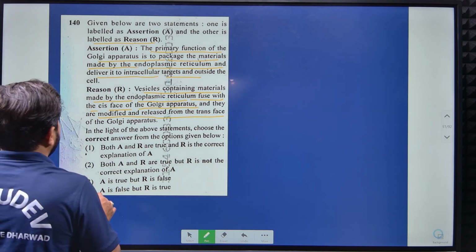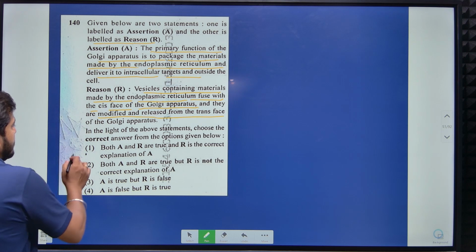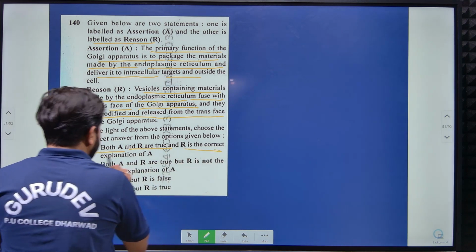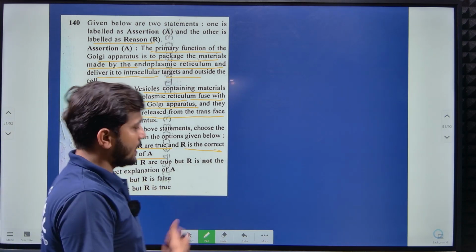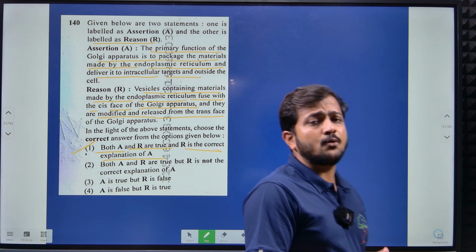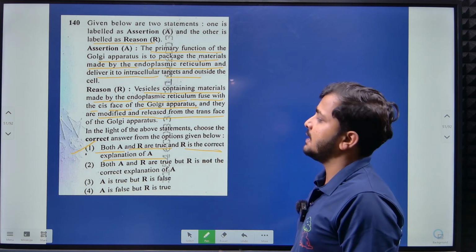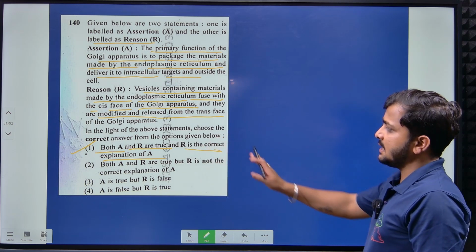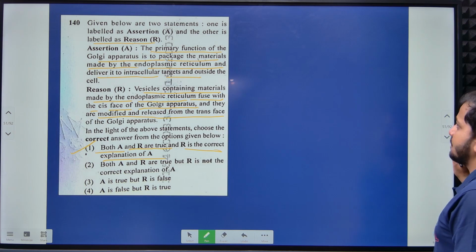So we have to find out how closely the assertion and reason are related and how that can be seen. Here the assertion and reason are true and the reason is the correct explanation of the assertion, because after the formation of the protein, it is definitely going to move towards the Golgi apparatus and towards the trans face, right? So definitely both assertion and reason are true and the reason is the correct explanation of the assertion, right?